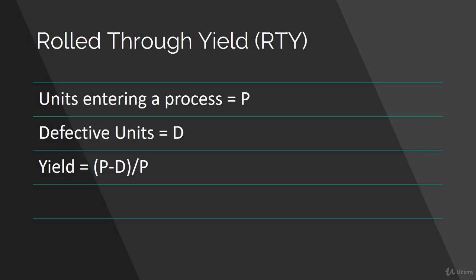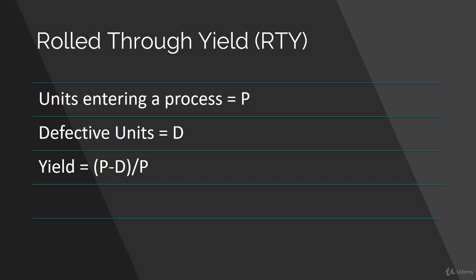So just like DPMO, defects per million opportunities, rolled through yield is also another important parameter, an important metric which you can use when you're doing a Six Sigma project. Before we understand rolled through yield, let's understand what yield means.